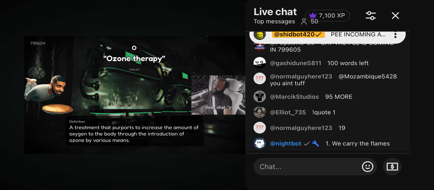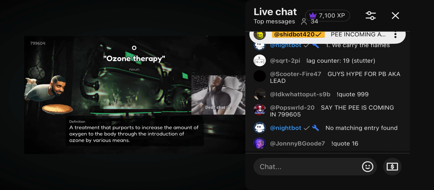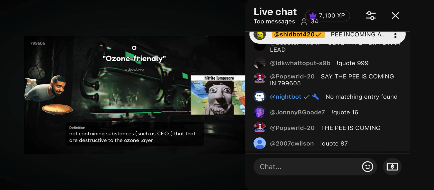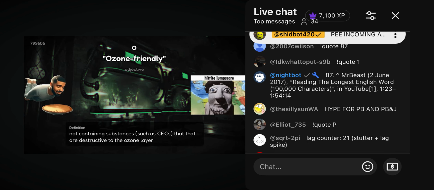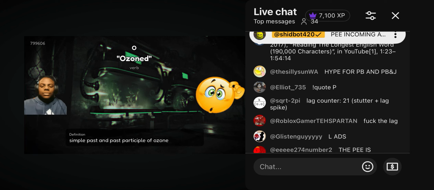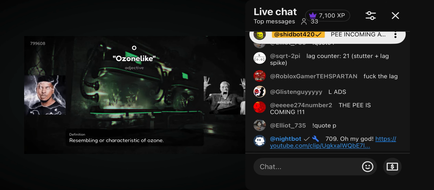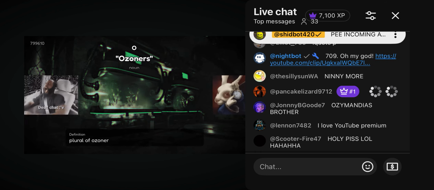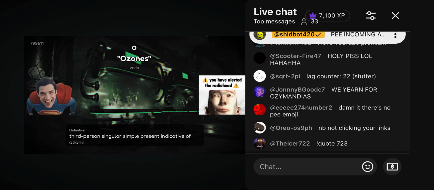Ozone therapy, a treatment that purports to increase the amount of oxygen to the body through the introduction of ozone by various means. Ozone friendly. Containing substances such as CFCs that are destructive to the ozone layer. Ozoned, simple past and past participle of ozone. Ozoneless, without ozone. Ozone-like, resembling or characteristic of ozone. Ozoner, a drive-in movie theater. Ozoners, plural of ozoner. Ozones, third person singular simple present indicative of ozone.